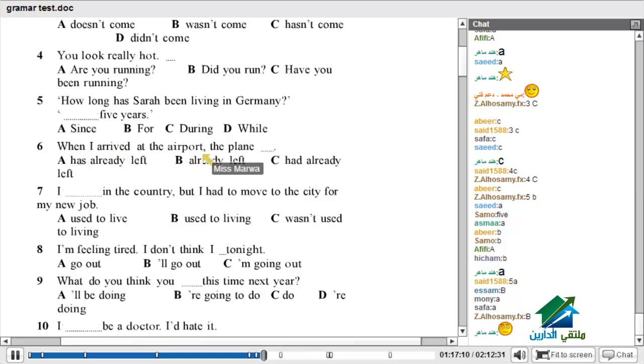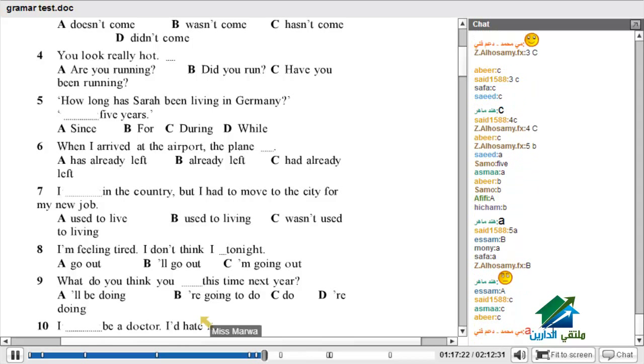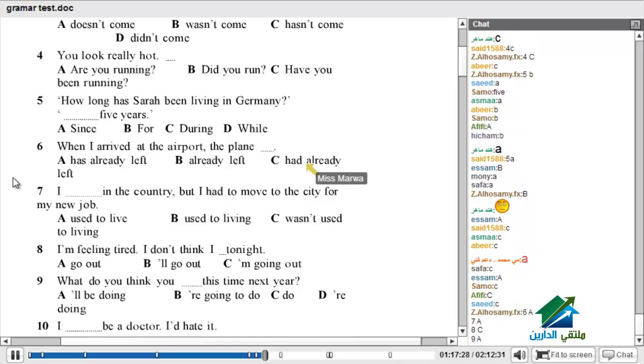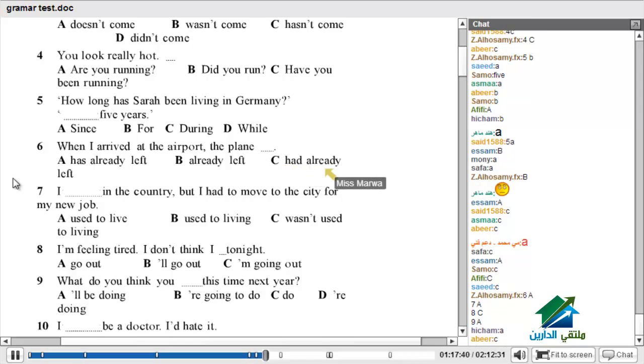Number six: When I arrived at the airport, the plane has already left, had already left. The right answer is C. Had already left. Past perfect tense. When I arrived at the airport, the plane had already left. Two actions. One of them happened before the other one.